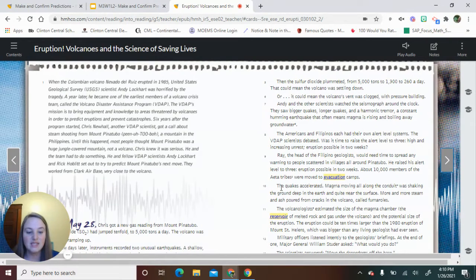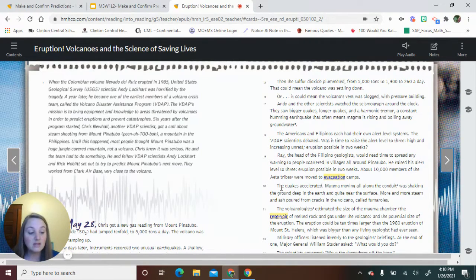Now I'm on paragraph 8. The Americans and Filipinos each had their own alert level systems. The VDAP scientists debated, was it time to raise the alert level to 3? High and increasing unrest, eruption possible in 2 weeks? Ray, the head of the Filipino geologists, would need time to spread any warning to the people scattered in villages all around Pinatubo. He raised his alert level to 3, eruption possible in 2 weeks.